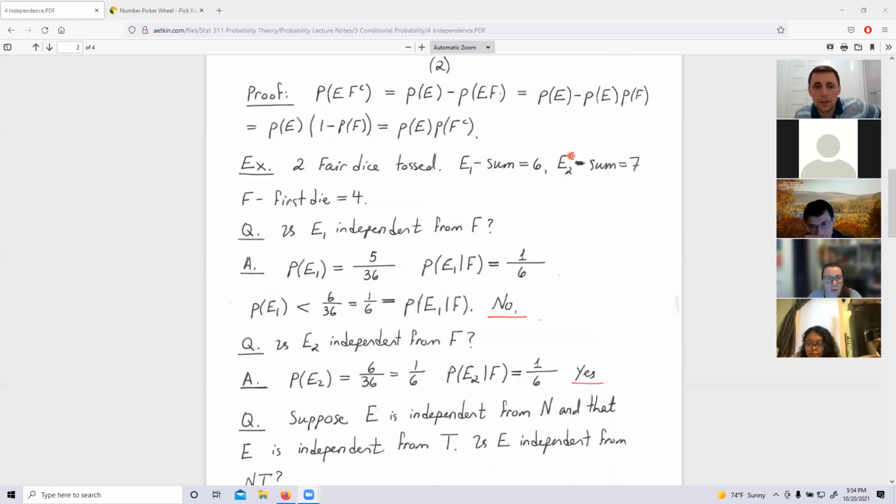And here is a question, guys. So this one is very interesting. Suppose E is independent from N and that E is independent from T. Yes? Is E independent from the intersection of N and T? So you understand? In other words, N does not give any information that affects the probability of E, and T does not give any information that affects the probability of E. Is it true or false that E is independent from NT, the intersection?